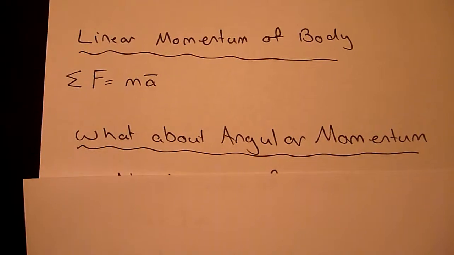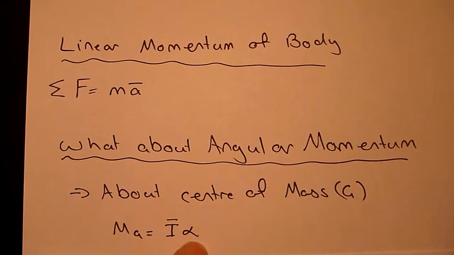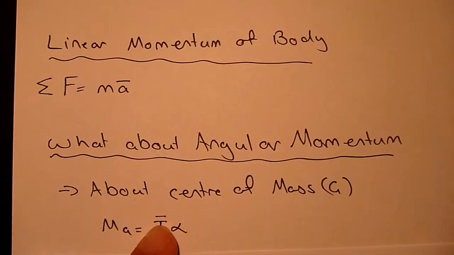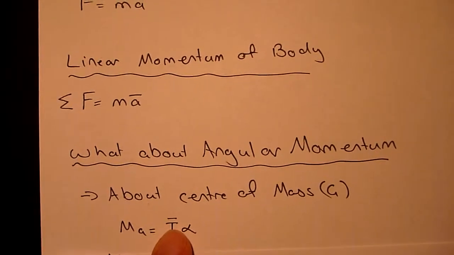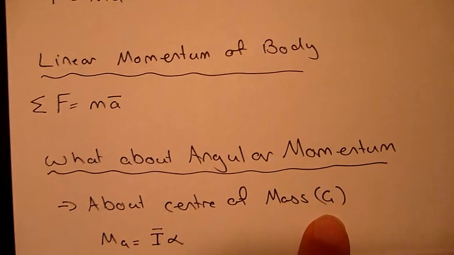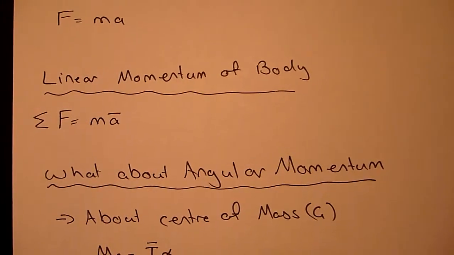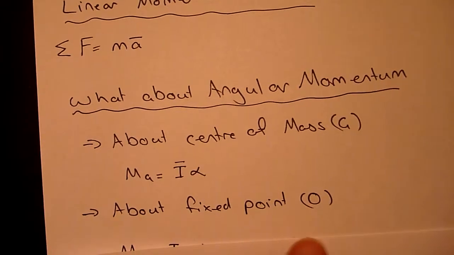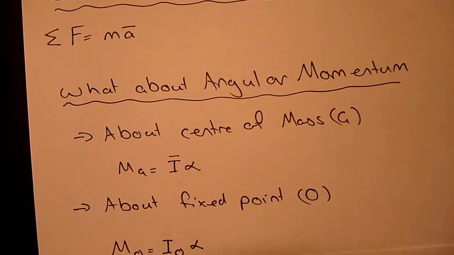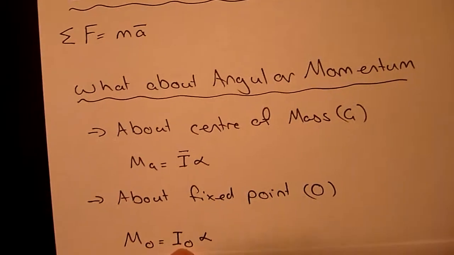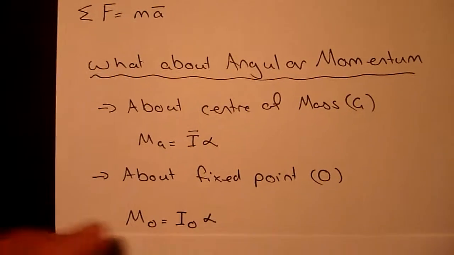In a planar setting, we can define angular momentum as a product of the mass moment of inertia and the angular acceleration. The over bar here denotes that it is based around the centre of mass. This is assuming we take angular momentum around the centre of gravity G. If we were to take it about a fixed point O, which must have zero velocity, the sum of the moments at O is equal to the mass moment of inertia at O multiplied by the angular acceleration.